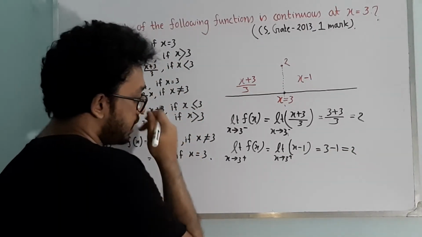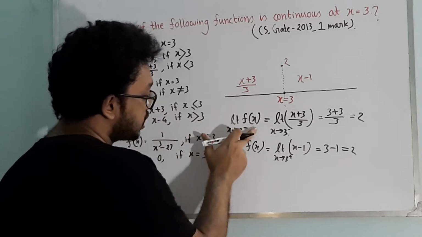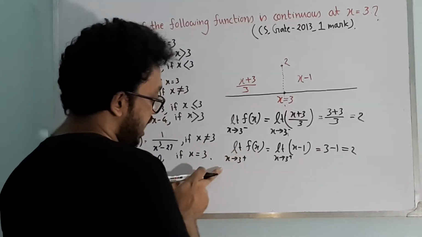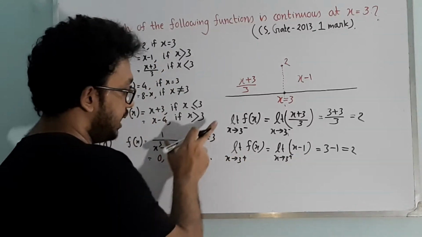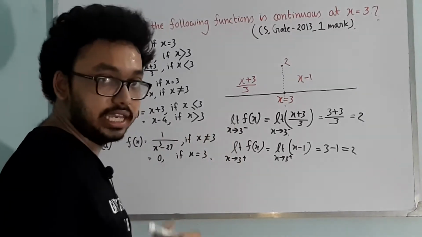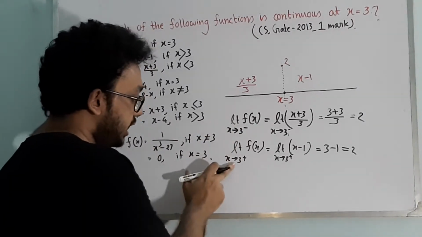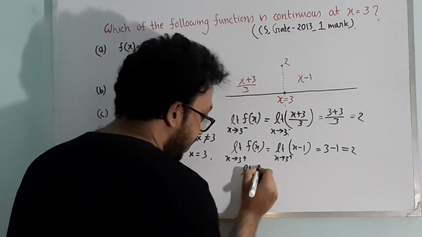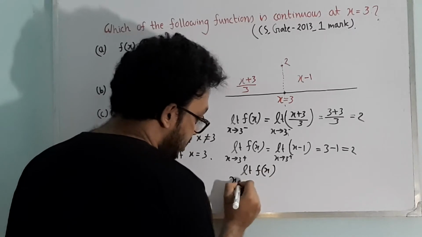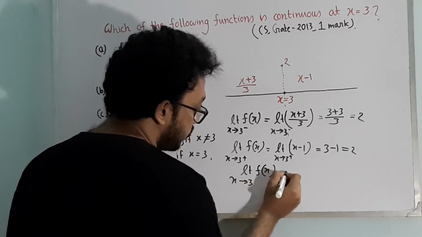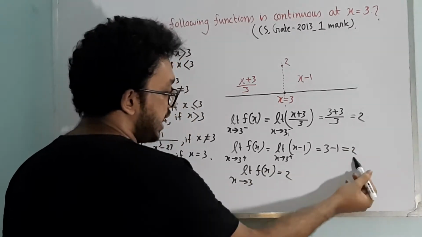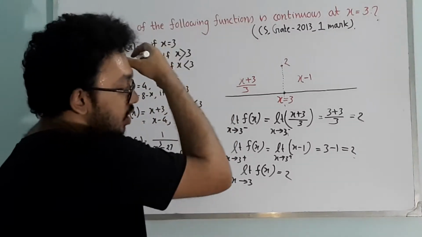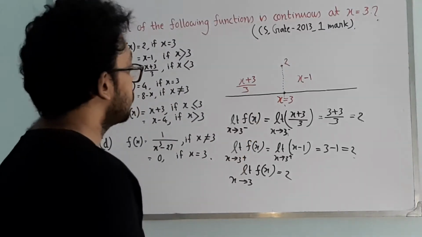So what you observe is the left hand limit of the function f(x) at x equal to 3 is 2. The right hand limit of the function f(x) at x equal to 3 is also 2. So the left hand limit at x equal to 3 is same as the right hand limit at x equal to 3. So clearly the limit exists, and the limiting value of the function f(x) at x equal to 3 is nothing but 2, right? The left hand limit is 2, the right hand limit is 2, so the limiting value is also 2, right? Now come to the value of the function f(x) at x equal to 3.